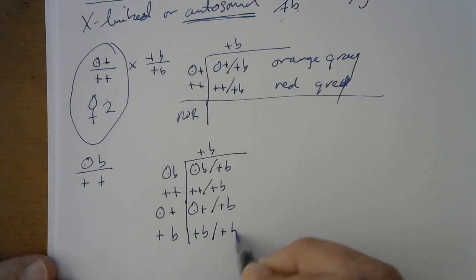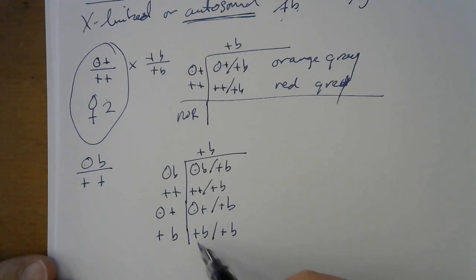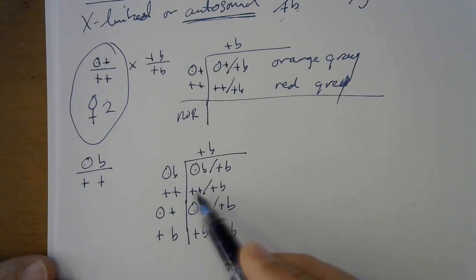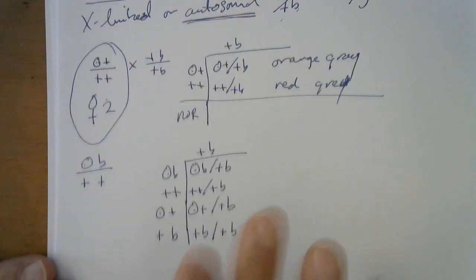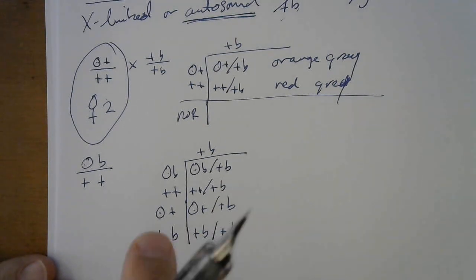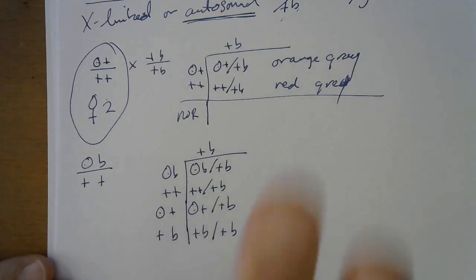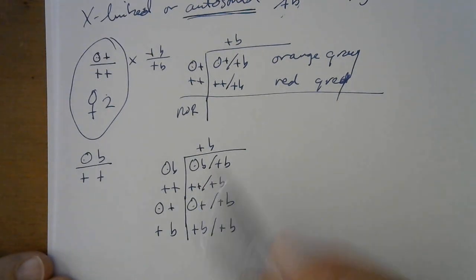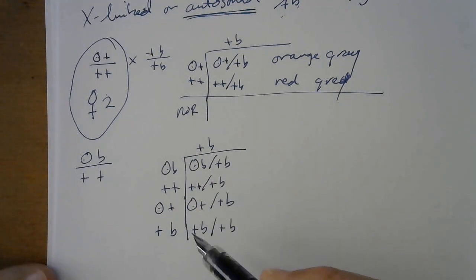And I have to make sure I'm not making a mistake. Plus B, this is all the same. And I'm doing the Punnett square on paper, not for you, I'm doing it for myself, right? I mean, don't try to do these in your head. You can maybe sometimes, but if you want to avoid mistakes, do it carefully.